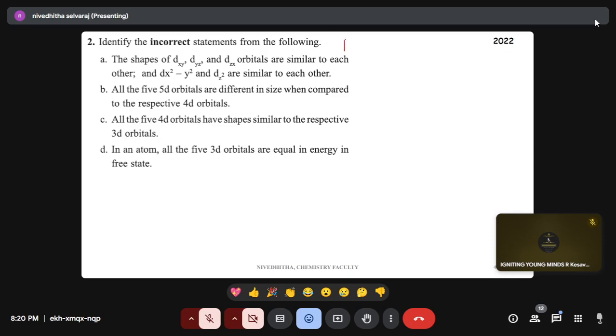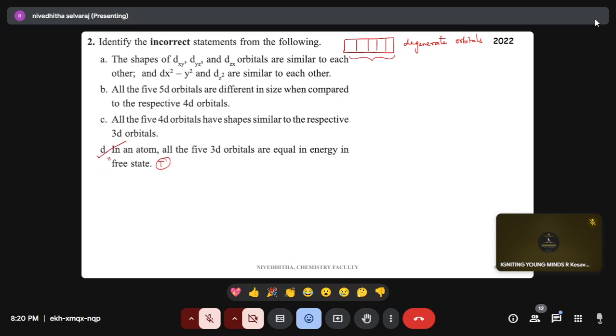In the d subshell, we have five d orbitals, right? All the d orbitals have the same energy, so all these five d orbitals are called degenerate orbitals. So according to the fourth statement, in an atom, all the 3d orbitals are equal in energy in free state. This is right. Here the statement is true.